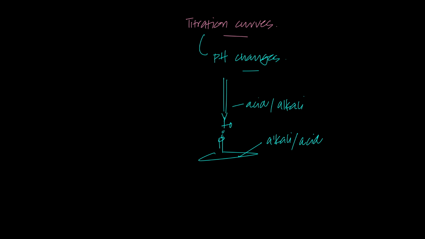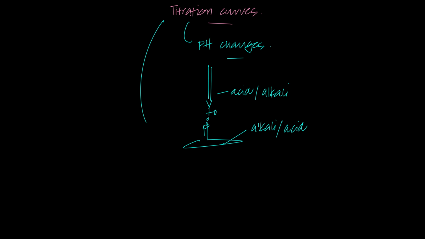And so what a titration curve will actually do is tell you how the pH of this particular solution in the conical flask changes as the reagent from the burette is added to it, right? And understand that the shape of a titration curve largely depends on one thing: the strength, or you could even say the weakness, of acids and alkalis. That's what it depends on, right?